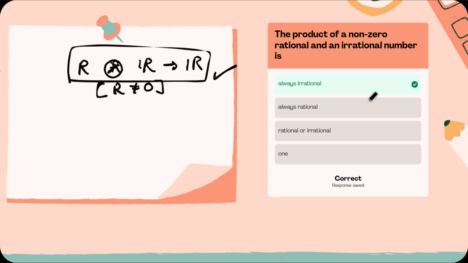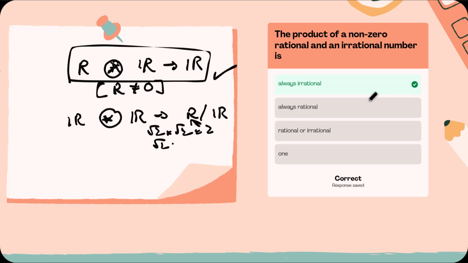Even in 9th grade, we have also learned one thing. What is it? You do any operation with an irrational number, what do we get? We get a rational or an irrational number. I'll give an example. Root 2 into root 2 is what? 2, which is a rational number, right? Root 2 into root 3 is what? It will become root 6, which is an irrational number. So remember this as well. Irrational with irrational, it can be rational or irrational.